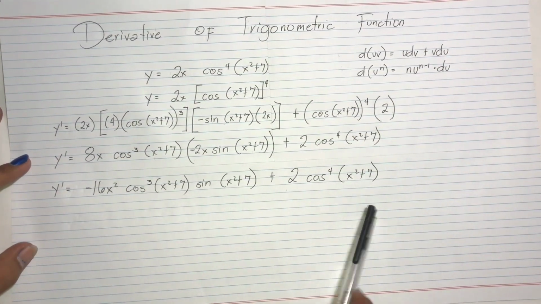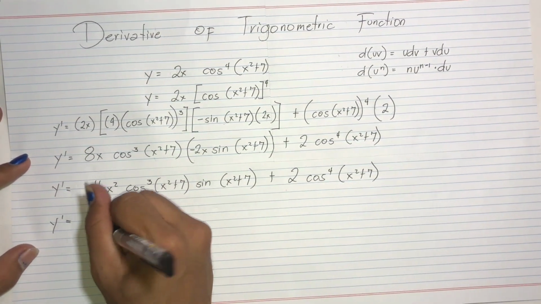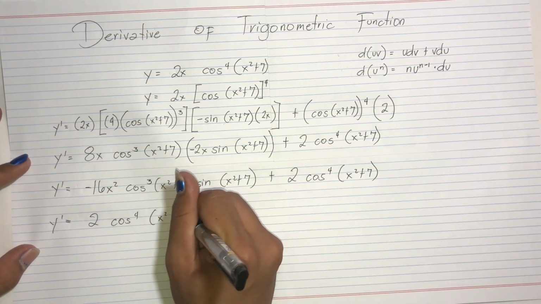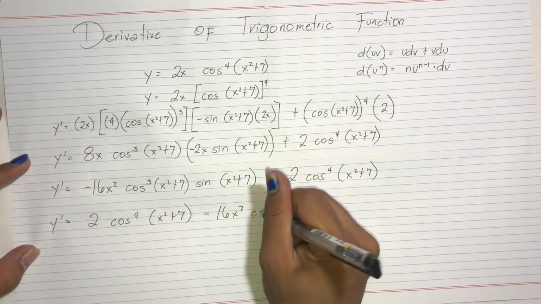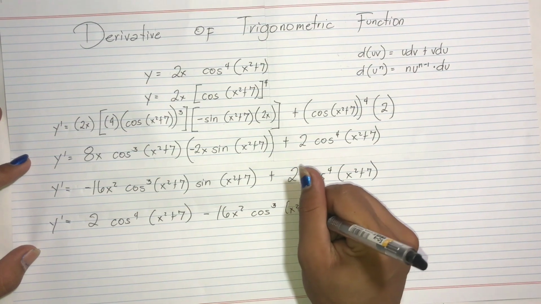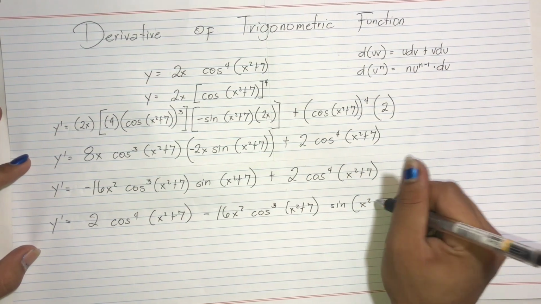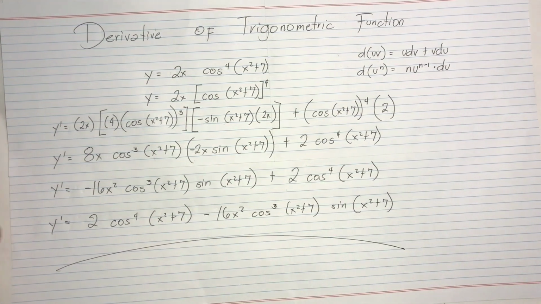We can rewrite this as 2 cosine to the fourth of x squared plus 7 minus 16x squared cosine cube of x squared plus 7 sine of x squared plus 7. And that is our final answer.